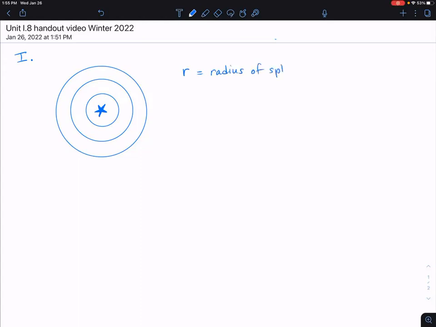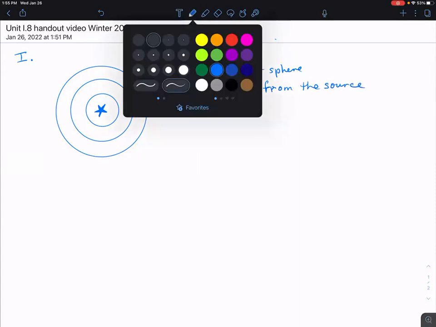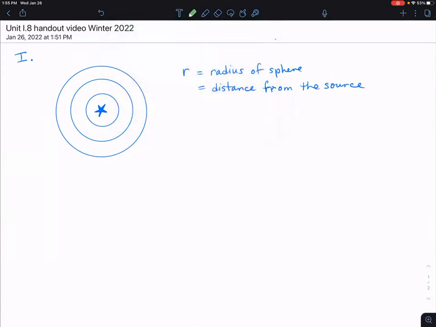Okay, so the letter R we're going to be saying is the radius of the sphere, but it is also the distance we're talking about from the source. So for example, if I have my little microphone right here, then it would be a distance R away from the source. That's what I mean by R.